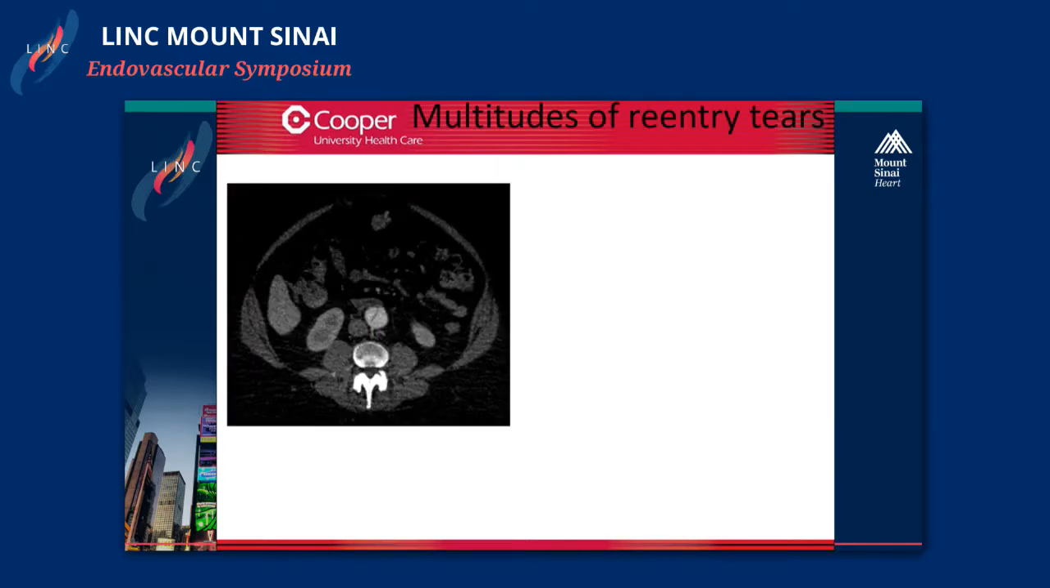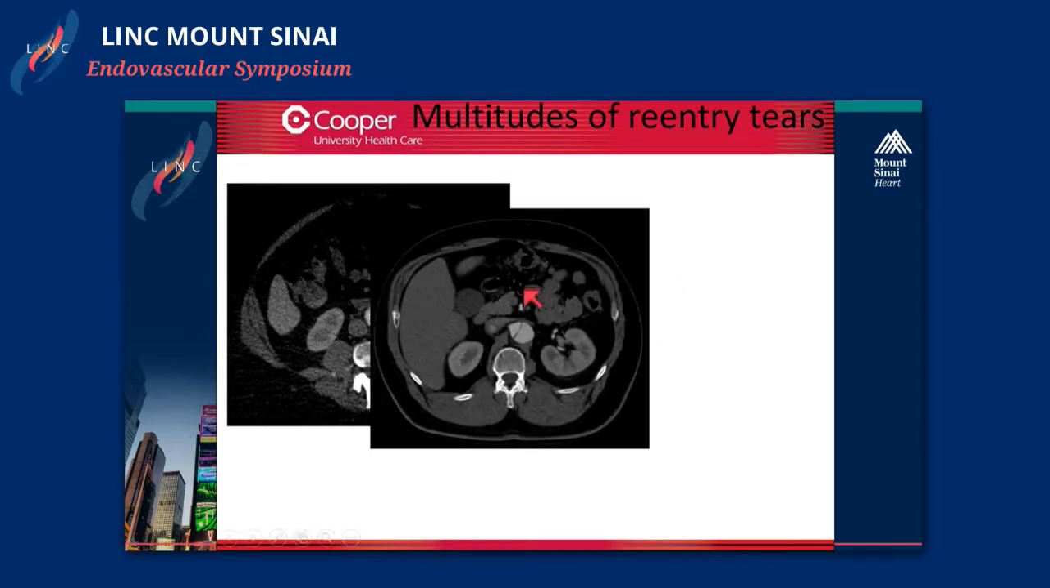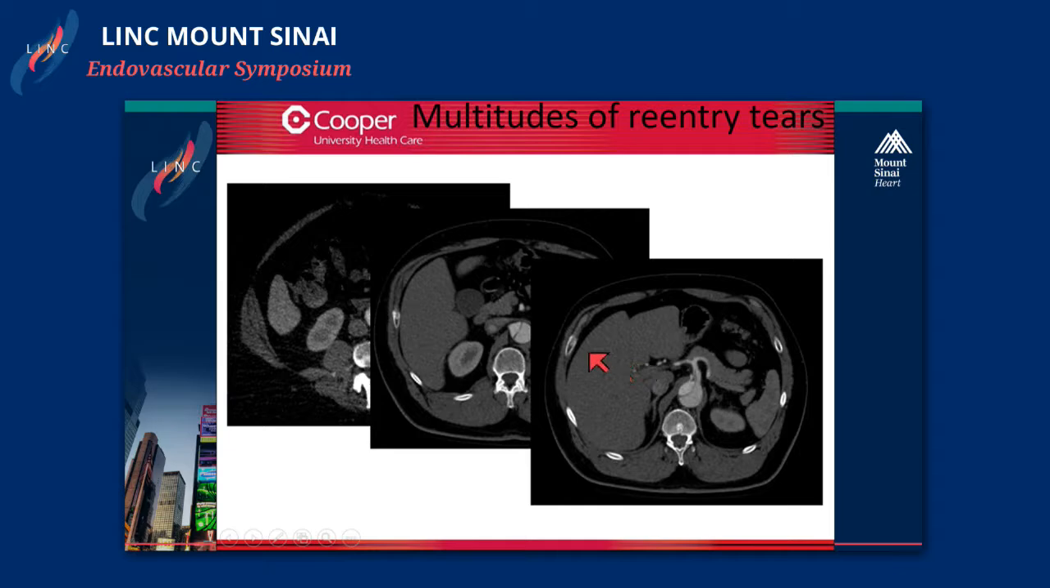But when you look at it, he has a multitude of entry tears right at the visceral segment adjacent to the renal arteries. Here is his right renal artery. There is the entry tear for that. And then also, this is the entry tear for the left renal artery. And here you can see another re-entry tear in the celiac artery.